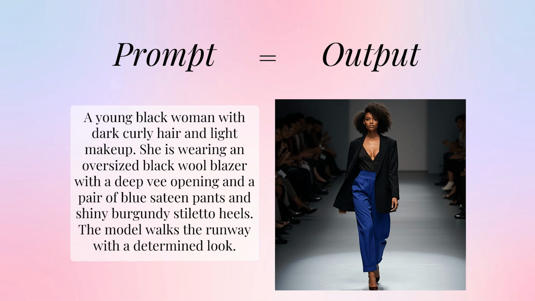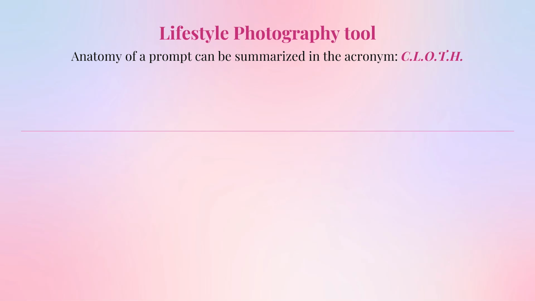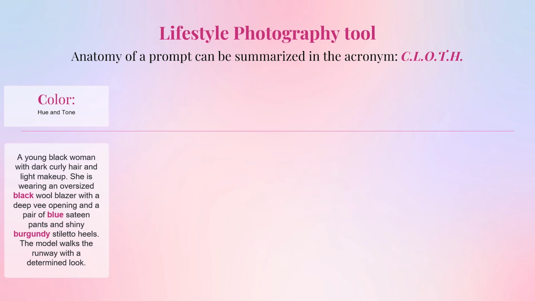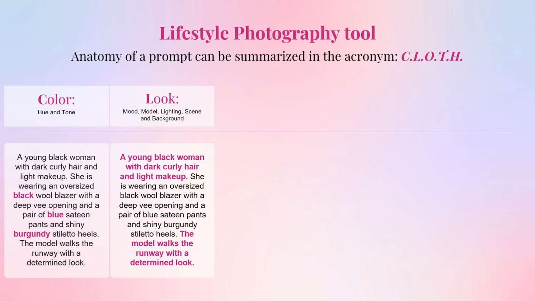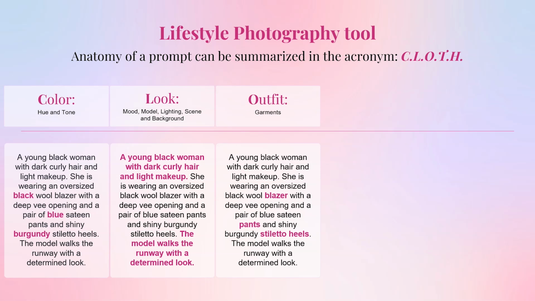Now let's look at that previous prompt again. The color is captured by the words black, blue, and burgundy to describe various aspects of the outfit. The look is a young black woman with dark curly hair and light makeup, and also, the model walks the runway with a determined look. In these two sentences, we've detailed the visuals of the model and the mood and the setting of the scene. The outfit is a blazer, pants, and stiletto heels. This includes any garments or accessories featured.